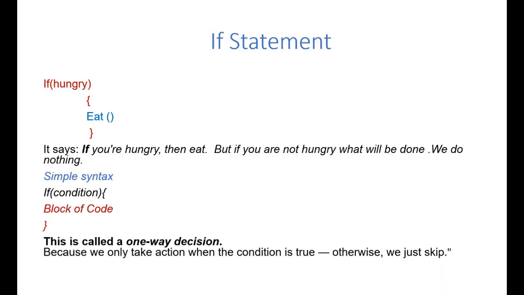We will come out of the program. It is simple syntax. If the condition is true, I will execute the block of code present inside the curly brackets following the if condition. This is called a one-way decision, because only if my condition gets satisfied will I execute the block of code, else I will skip out of it. So this is a simple statement or one-way decision.